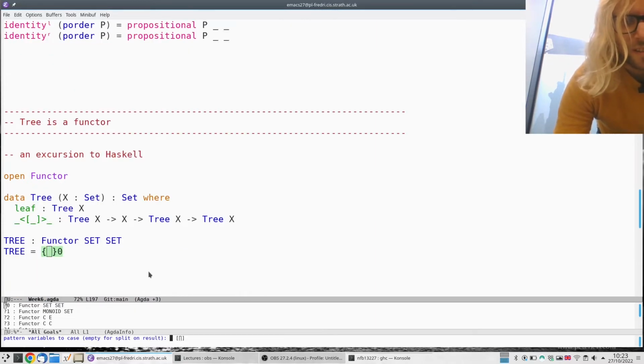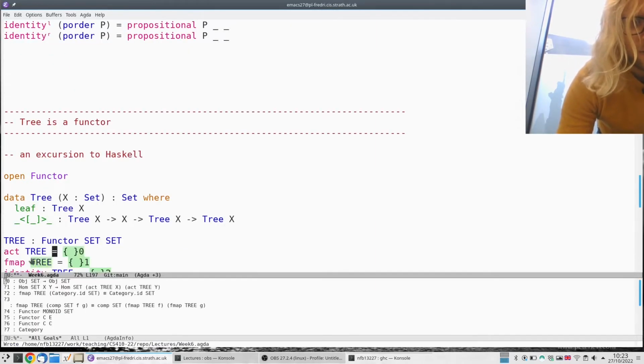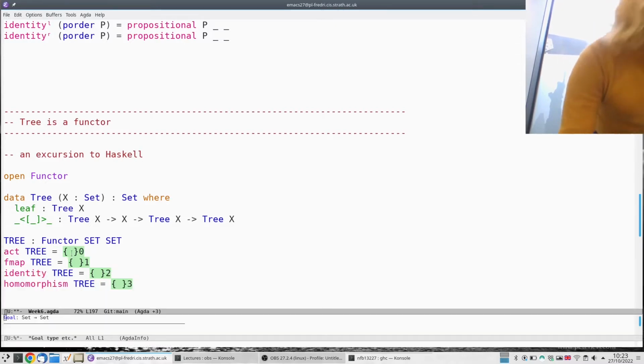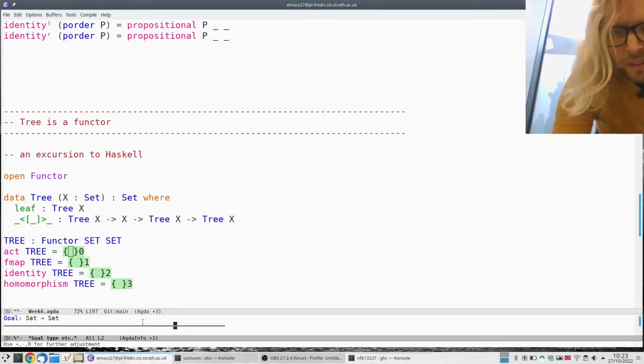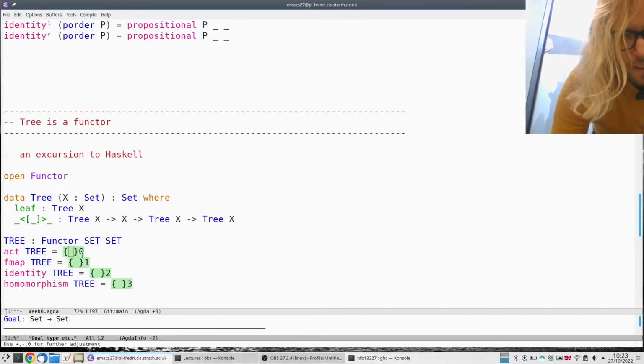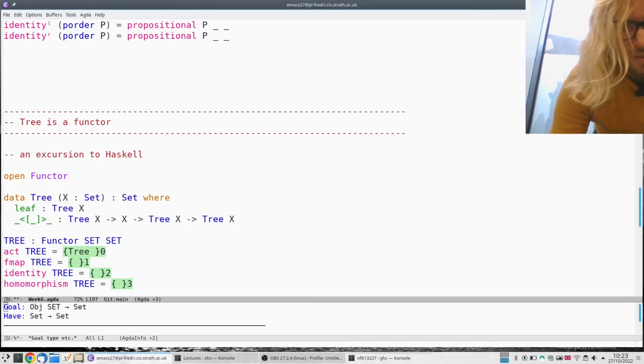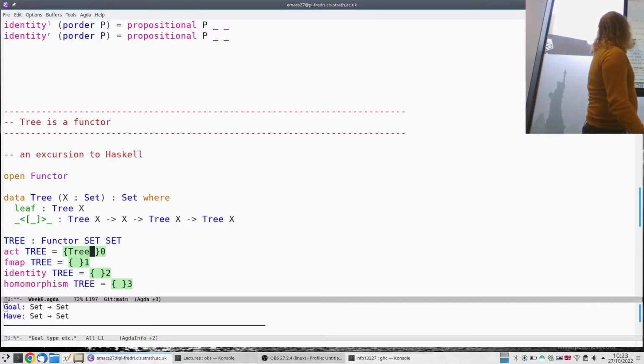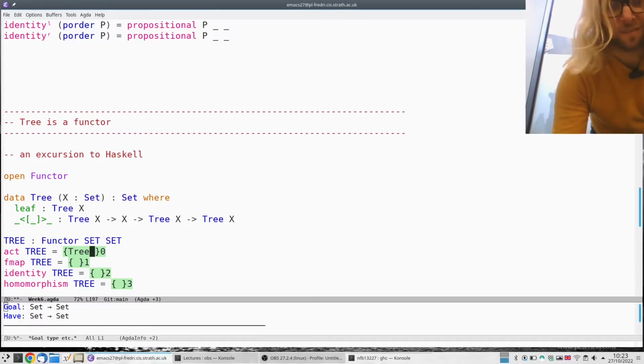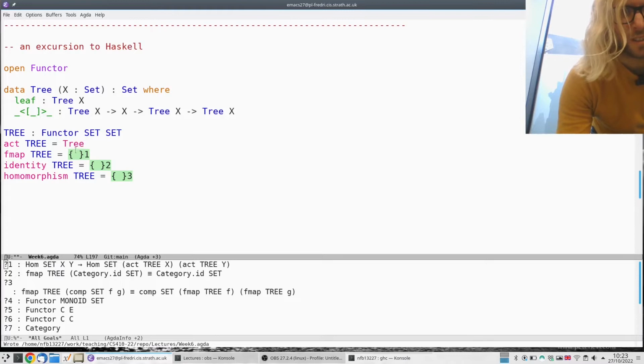So let's see if we can do it. We have to give an action on objects. So this should be something that goes from set to set. Let me make that a bit bigger. Okay. And because I named this tree, I want to explore if this tree data constructor here could be made into a functor, right? So far, it just takes a set and gives you back a set. So I say, well, I want this to be my action on objects.